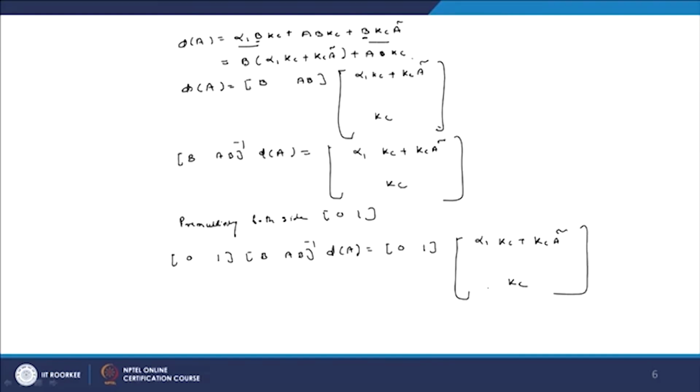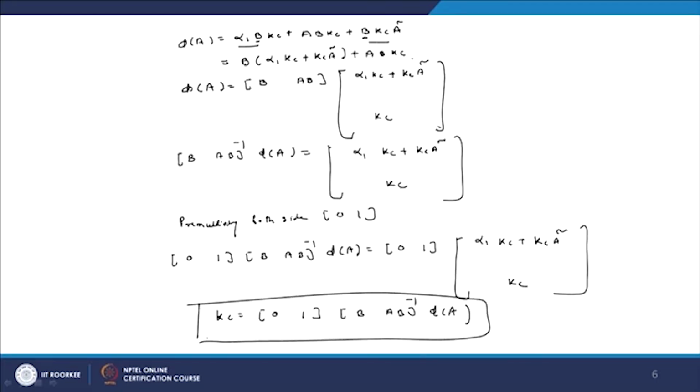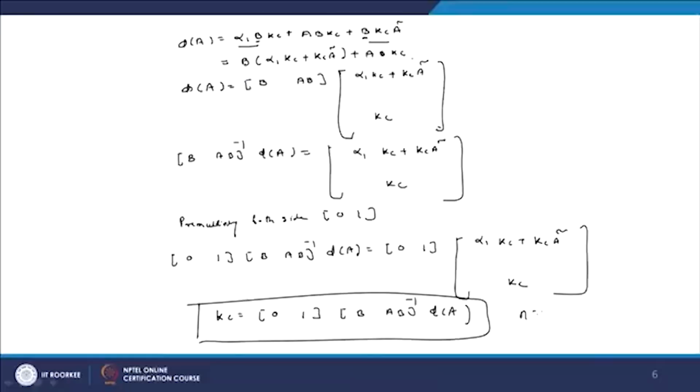Now, after solving it, what we will get is this Kc equal to 0 1, B AB inverse into phi of A. So, this is the controller which is determined, and particularly the phi of A here we have considered as the desired characteristic equation. So, whatever the desired characteristic equation is, we write in terms of lambda and replace that lambda by A. So, this equation we have determined for n equals 2.